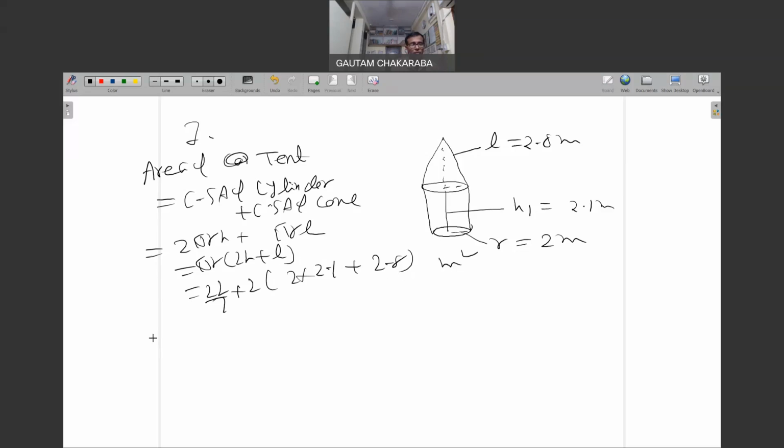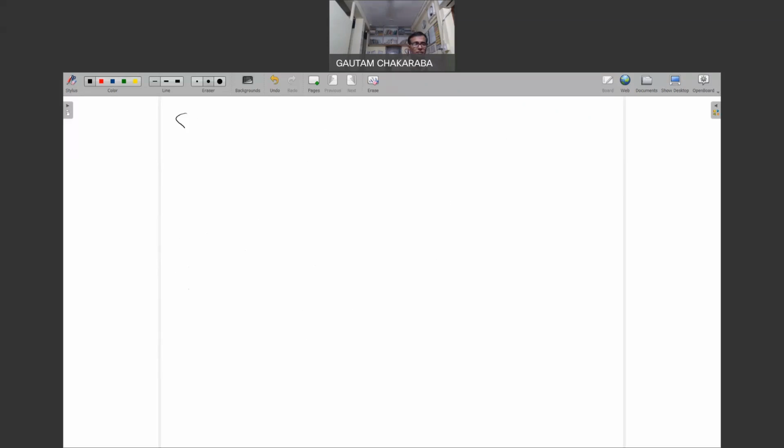After that, given the cost, therefore cost is equal to rupees 500 into area of tent. After finding the area of tent, you multiply by 500, then you get the total cost of the canvas used for the tent. Okay, understood? Now I move to next question.